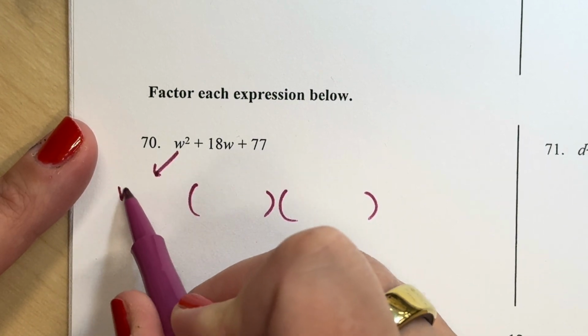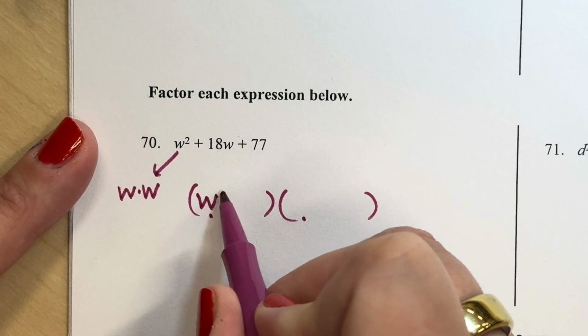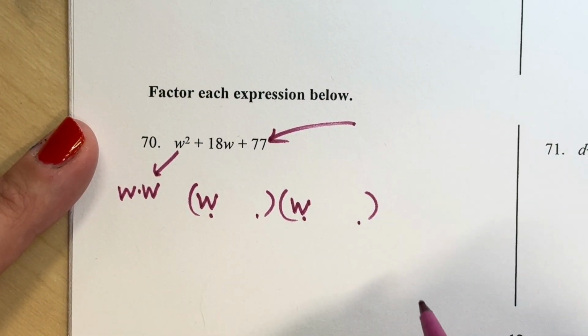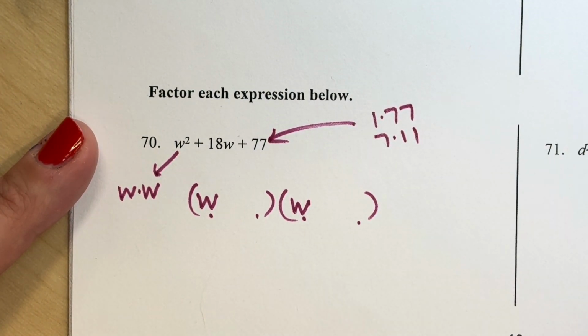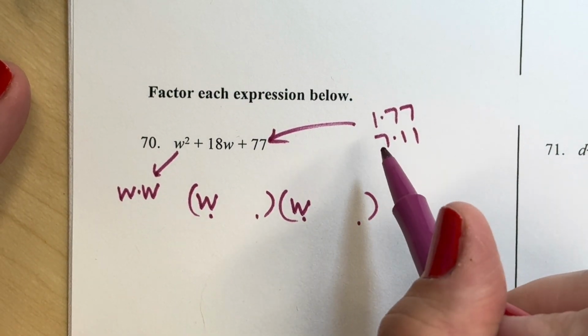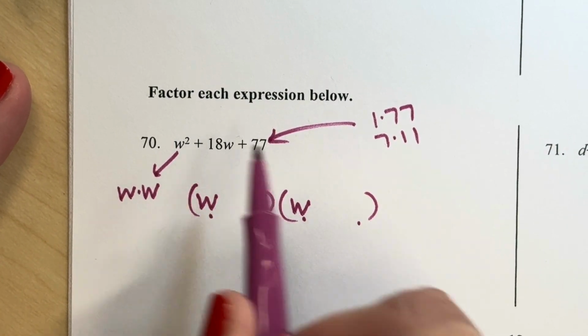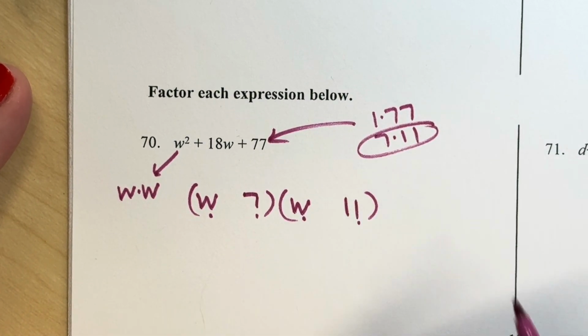Factors of the first term, w times w, have to go in the first spots. Factors of the last term need to go in the last spots. So 1 times 77, 7 times 11. I don't know if there's more. I could spend more time on it, but first I want to ask myself, do any of these combinations create an 18? And the answer is yes. So I'm going to plug that in.